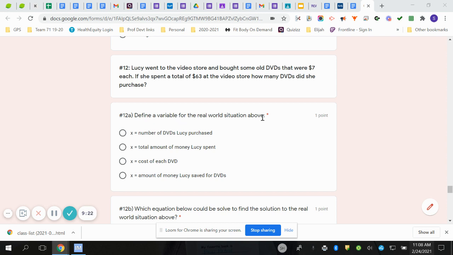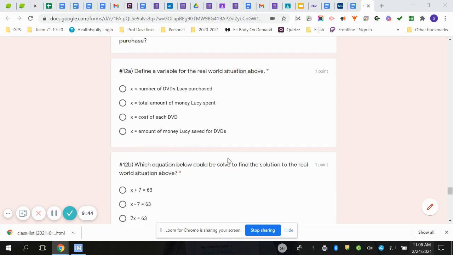12A, define that variable. So X equals the number of DVDs Lucy purchased. X equals the total amount of money Lucy spent. X equals the cost of each DVD. And X equals the amount of money Lucy saved for DVDs. Remember, it's in this last sentence with the question.